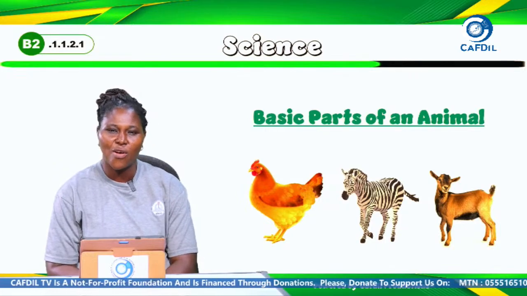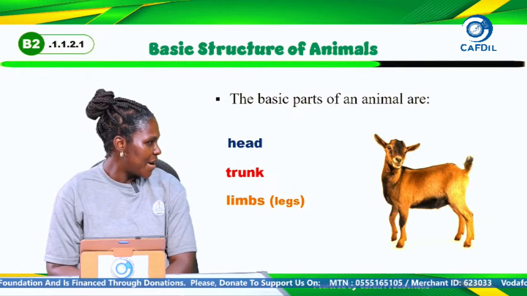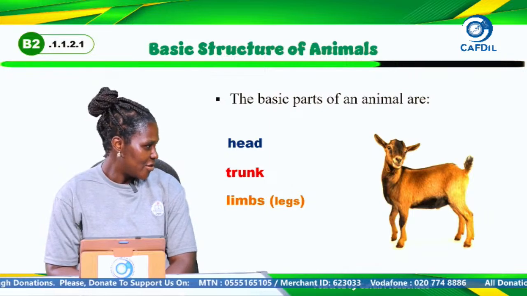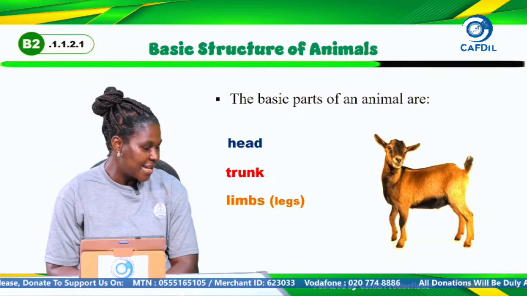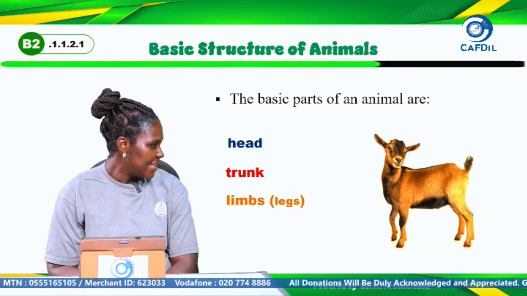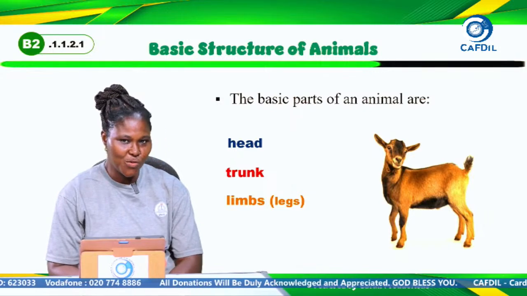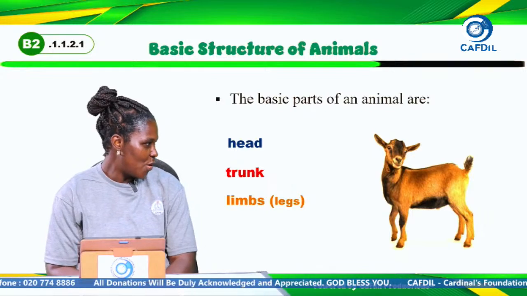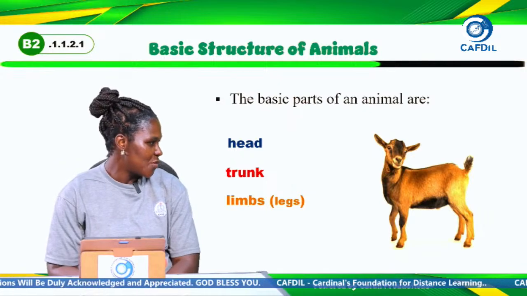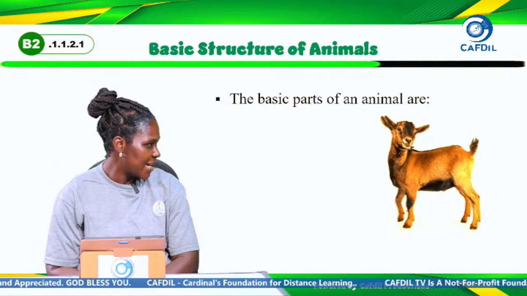The basic parts of an animal. As we can see, the basic parts of an animal are the head, trunk, and limbs, and the limbs are the legs. So we are coming to look at these goats. Which one is the head, which part is the trunk, and which parts are the limbs or the legs? So let's look at it.